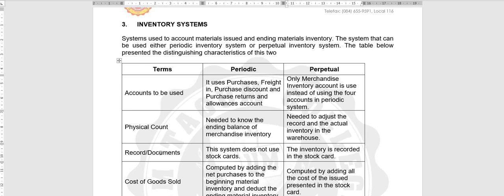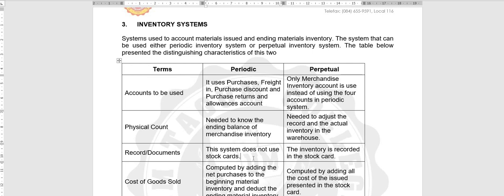So another thing is the records or the documents used. Under the periodic inventory system, it does not use stock cards. So what are stock cards? Say, for example, you own a car dealership, Toyota. Their products, of course, are cars. So they will have different stock cards for different models. The stock card of the Fortuner is different from the stock card of the Vios.